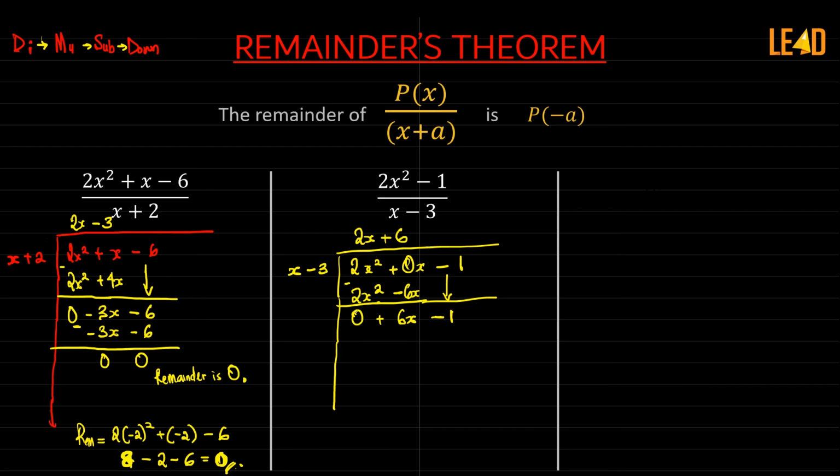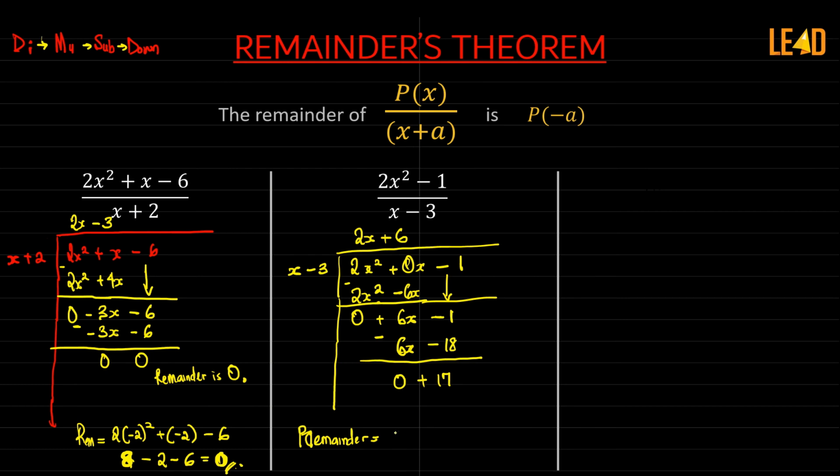Okay, so we're back to this. x divided into 6x gives us 6. We multiply that, we have 6x minus 18. So when we subtract, we'd have 0 here, and here we would have minus 1 minus minus 18. So that'll be minus 1 plus 18, which gives us 17. And what I'm saying is that P of, well, I didn't call this P of x initially, but my remainder would be just the same thing as plugging plus 3 into the function above.